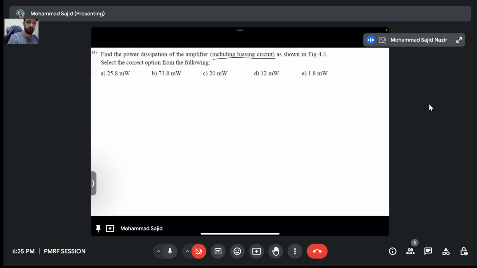Okay, so the last question from the previous week was: find the power dissipation of the amplifier including the biasing circuit. Including the biasing circuit means there may be some current flowing through these resistances. So you need to include that as well. Okay. So power is simply voltage multiplied by current.